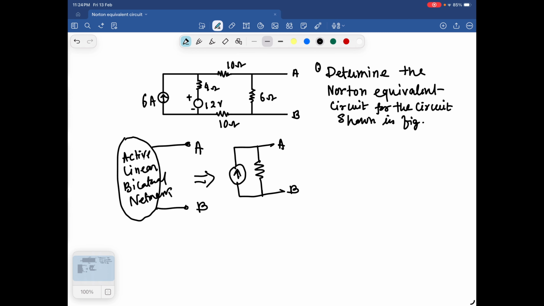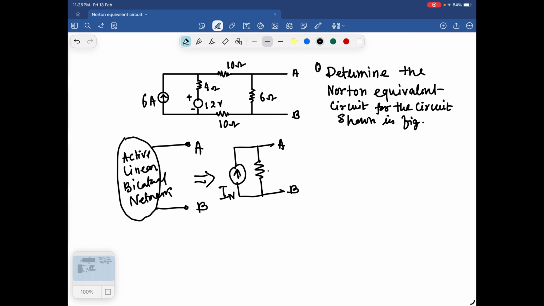It must be active. Active means there must be an active element like a voltage source or current source, like here in this circuit we have a 6 ampere current source and a 12 volt voltage source. Linear means it must follow Ohm's law. Bilateral means we can change the terminal. So any two-terminal active linear bilateral network can be transformed into a circuit which contains a current source and a parallel resistance.